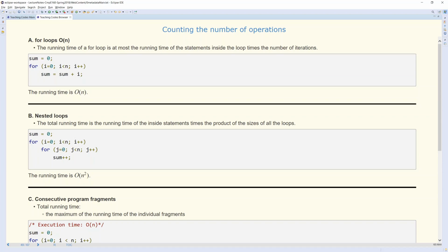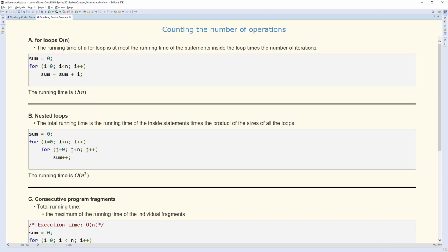So how do we count the number of operations? We are going to look at first how we deal with loops. Let's first take a simple for loop. The running time of a for loop is actually the running time of the statement block in the loop times the number of iterations in the loop. So in the example given, the loop iterates n times, and the statement block here is simply a single statement, that statement block is repeated n times. Therefore, the runtime would be O(n).